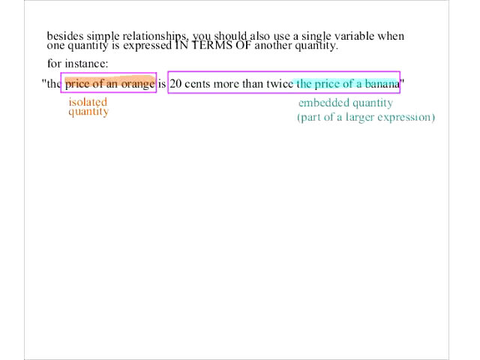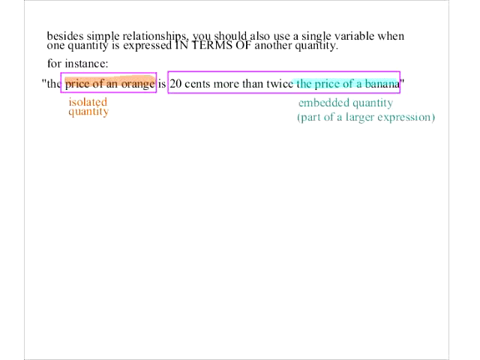Okay, so the question is, which one of these should be the variable? If you think it should be the isolated quantity, say so in the text box. If you think it should be the embedded quantity, say so in the text box. Let's get a couple more votes here. You can even just put I or E if you want. Yeah, it should definitely be the embedded quantity.